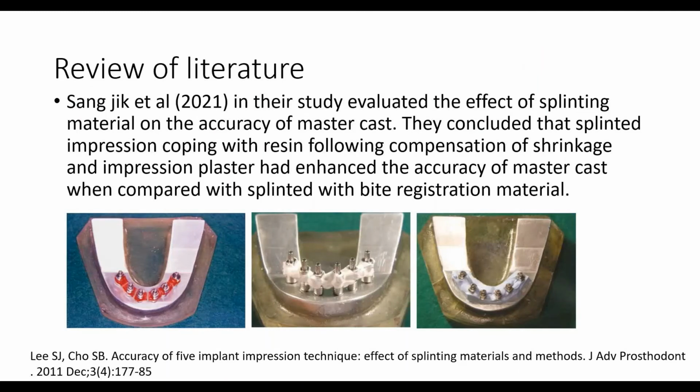Now, coming to a study by Sangjek et al. In this study, the author has used different materials to splint the implant. He has used the pattern resin, the impression plaster, and a bite registration material to splint the implant. This study concluded that the splinted impression coping with resin following compensation of the shrinkage, and impression plaster, had enhanced the accuracy of the master cast when compared to that splinted with the bite registration material.